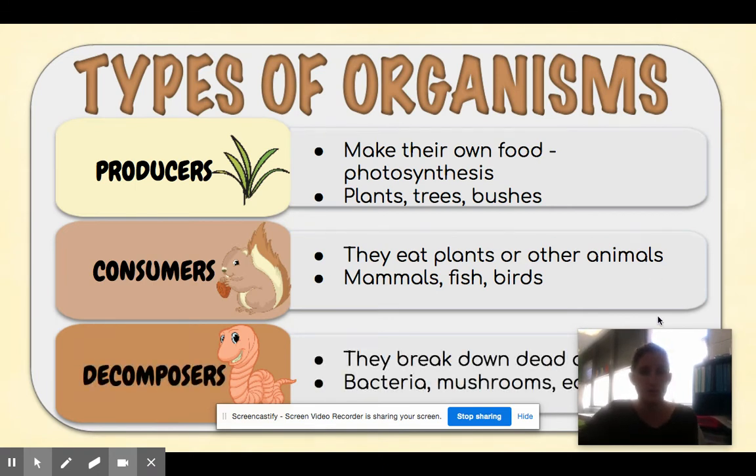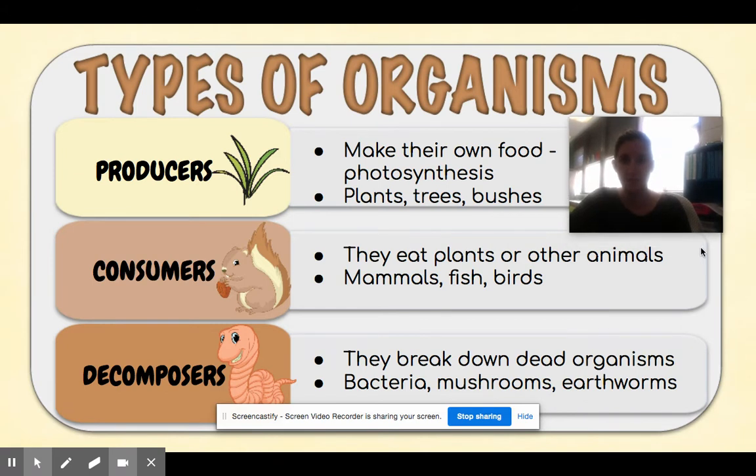And decomposers, sorry, I'm having to move around. Decomposers break down dead organisms: bacteria, mushrooms, earthworms. They break down dead things in order to get their energy. So producers, consumers, decomposers are three very important words to remember throughout this little section.